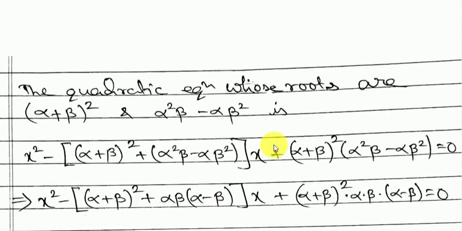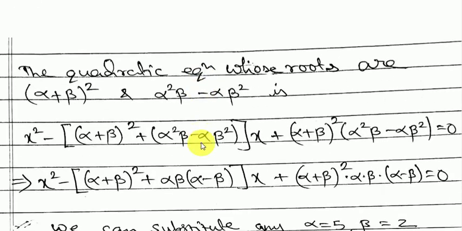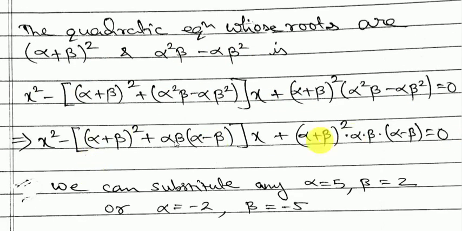So we got this alpha and beta when p is 7. We got alpha and beta when p is minus 7. Now we are looking for the quadratic equation whose roots are alpha plus beta whole square and alpha square beta minus alpha into beta square. If you have got two roots, then this is how we get the equation: x square minus sum of the roots into x plus product of the roots. So simply put these roots over here.